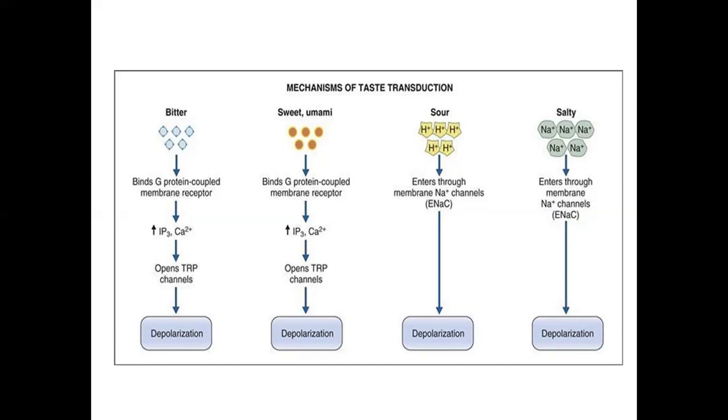Remember, the cells which are sensitive on the taste bud are cell number 3 or type 3 cells. So these are the chemicals that consist of a bitter taste, depending on what you're consuming. Now, it binds the G protein coupled membrane receptor. Remember, receptors are the ones that detect the change in an environment or a stimulus. So we are going to have IP3, inositol triphosphate, and calcium levels are going to be elevated, which is going to cause the opening of the TRP channels, which is going to cause what we call depolarization.